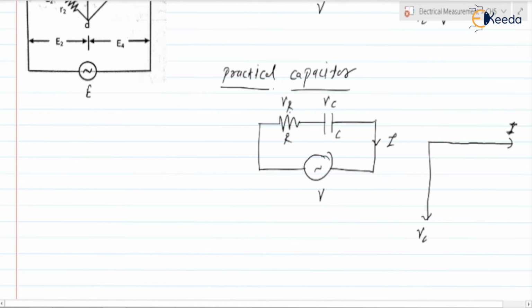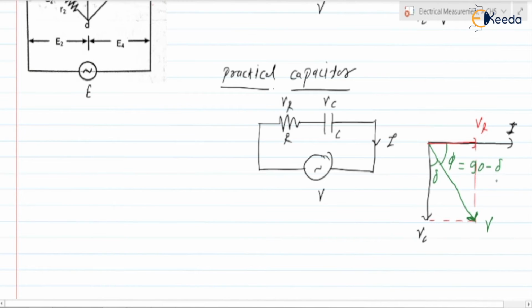What about VR? VR will be in phase with I. So this is the phasor for VR. And the addition of VR and VC is nothing but V. So the phasor for V will be like this. This is V, which is equal to the phasor addition of VR and VC. Now if you check, this angle is delta. The angle between V and I is nothing but your power factor angle, that is phi, which is equal to 90 minus delta.